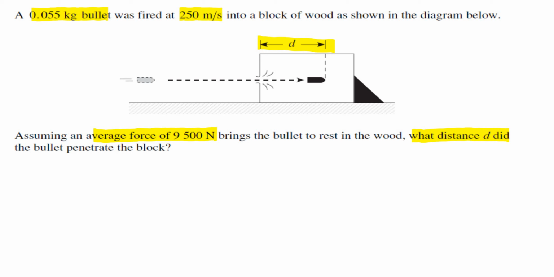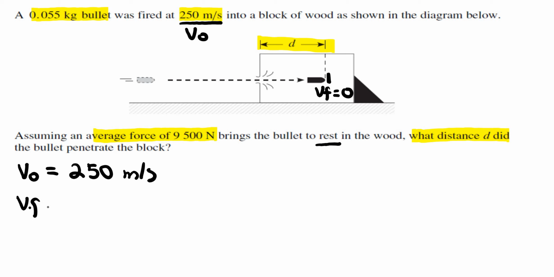So there's a few things we can do for this particular problem here. We know if it's being fired at 250 meters per second, that's kind of like your initial speed. And since the bullet stops right here, we can assume that your final speed is going to be 0, right? So if we take a kinematics approach, we know the initial speed is going to be 250 meters per second. The final speed is going to be 0 because the bullet does stop. And we want to find the distance traveled, right?